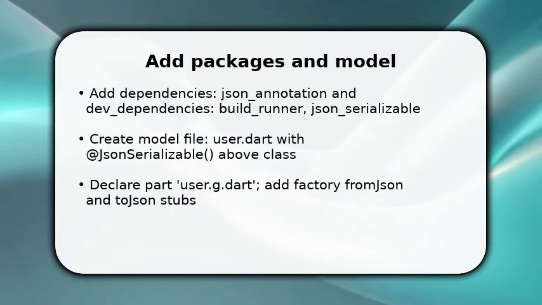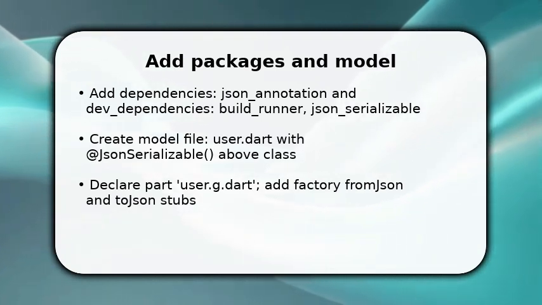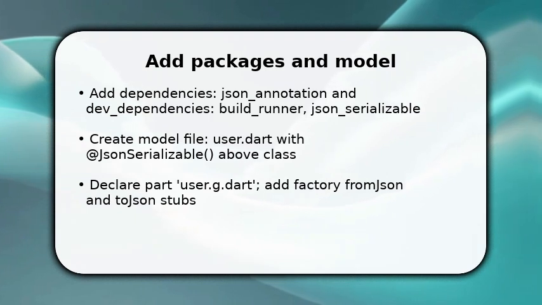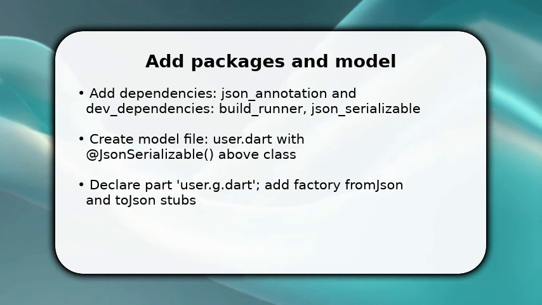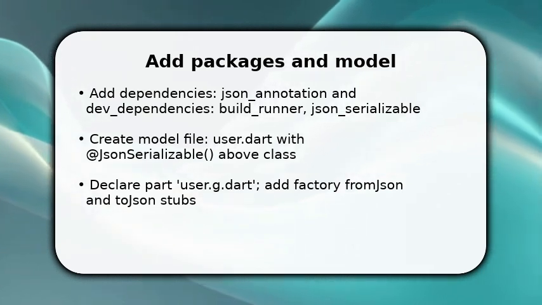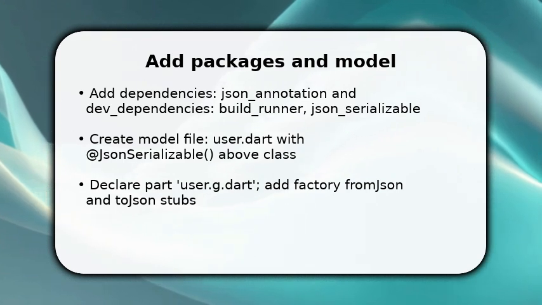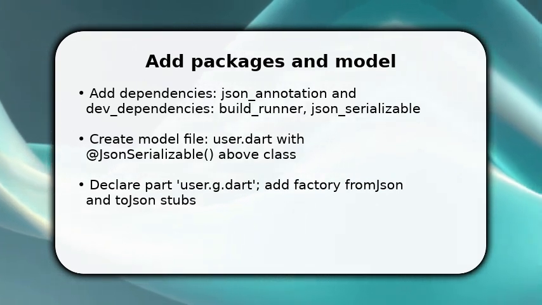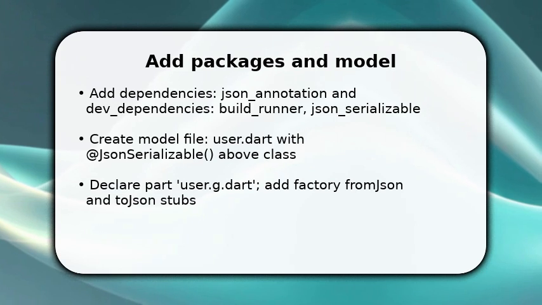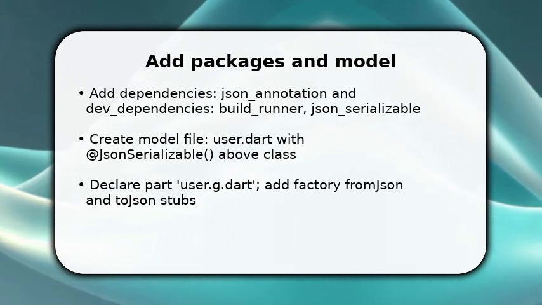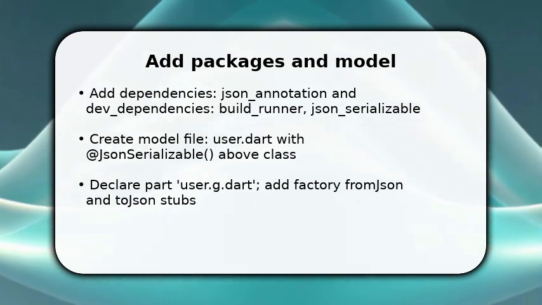You start by adding json_annotation to dependencies and build_runner plus json_serializable to dev dependencies so code generation works. Next, create a Dart model file and annotate the class with @JsonSerializable to mark it for generation. Then declare the part file like part 'user.g.dart', and add factory User.fromJson(Map<String, dynamic> json) => _$UserFromJson(json) plus Map<String, dynamic> toJson() => _$UserToJson(this). This gets the generator ready to produce serialization code.